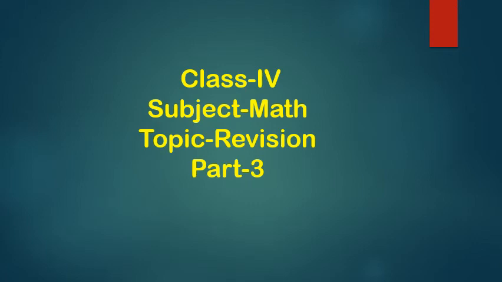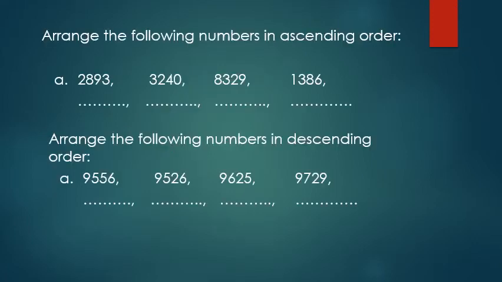This is third part of your revision video. Now you have to arrange numbers in ascending order. Can you arrange these numbers in ascending order? How you will arrange? Smallest number will come first. Yes, and then bigger, bigger and biggest. So which number is smallest?